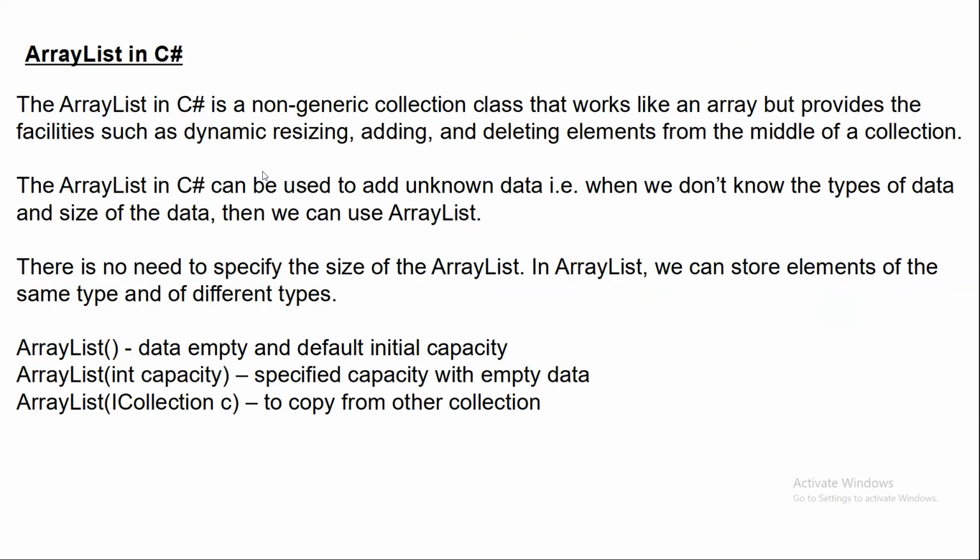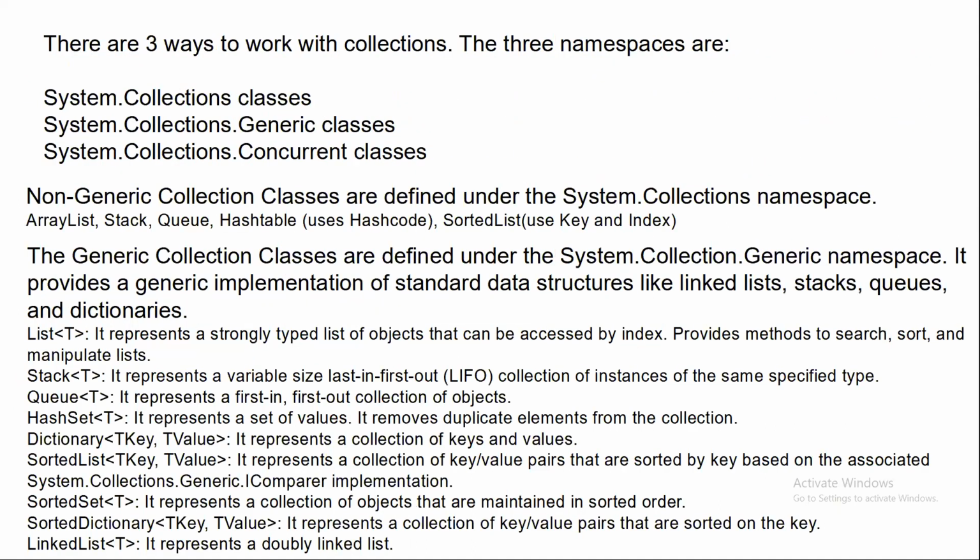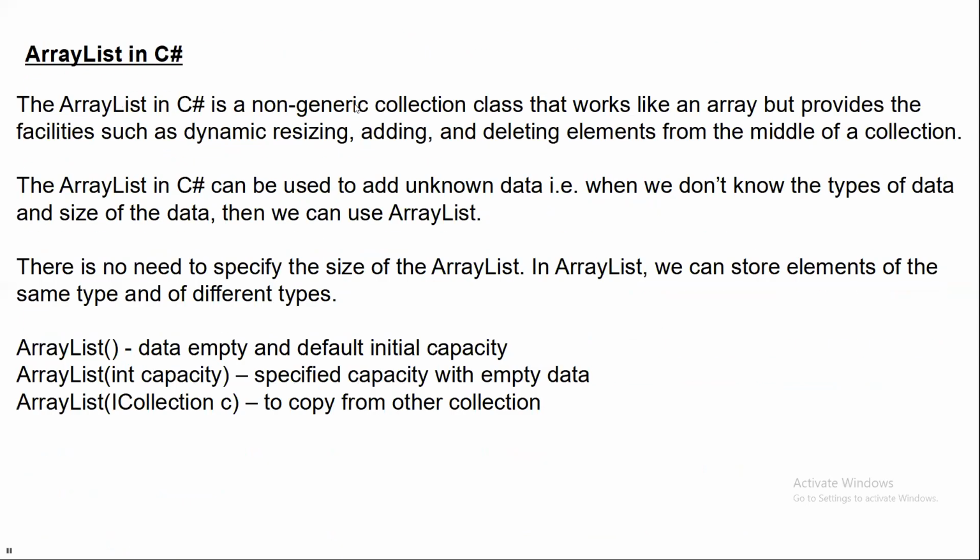Now we'll start with array list. As I mentioned, we are only discussing the non-generic classes. If you see right here, the second one is the generic class, which means the first one is the non-generic class. That's why I mentioned array list is a non-generic collection class that works like an array but provides facilities such as dynamic resizing, and adding and deleting elements from the middle of the collection. I have explained that already.